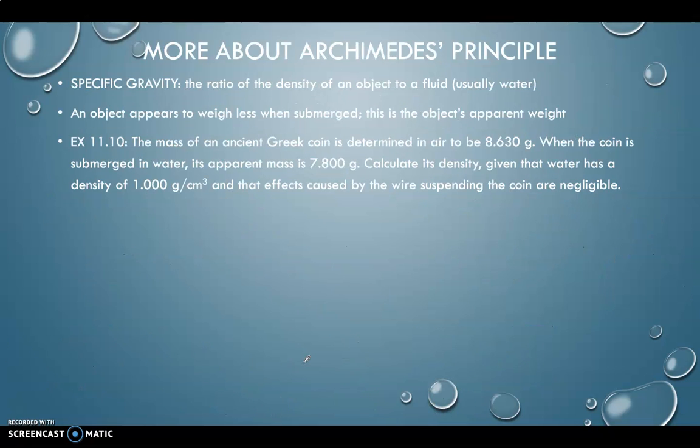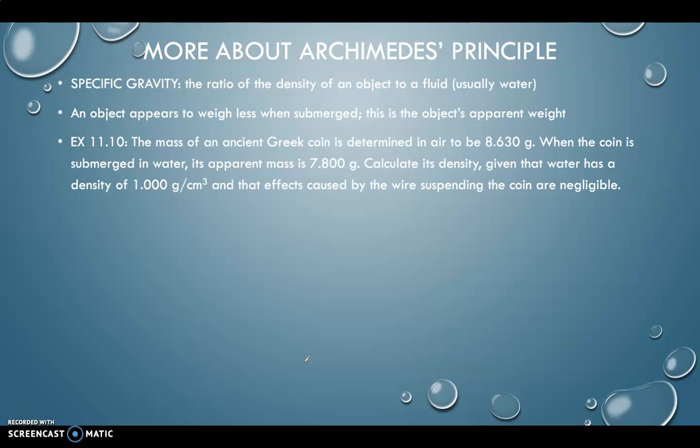All right, so a bit more about Archimedes' principle, and then we have another example here. So there's this idea of specific gravity, and that's the ratio of the density of an object to a fluid, which is usually water.